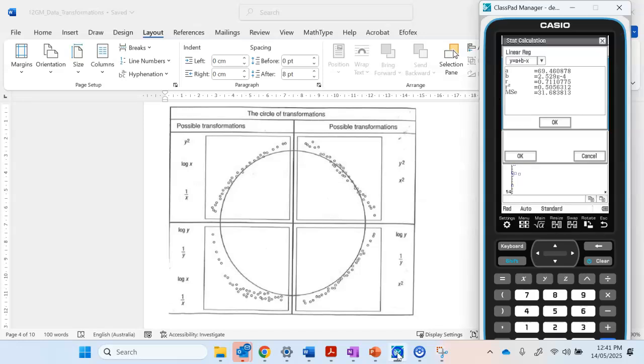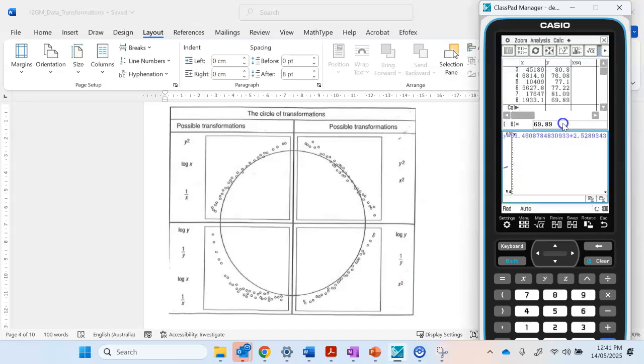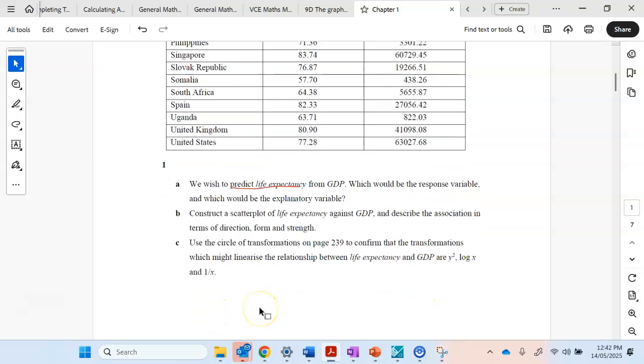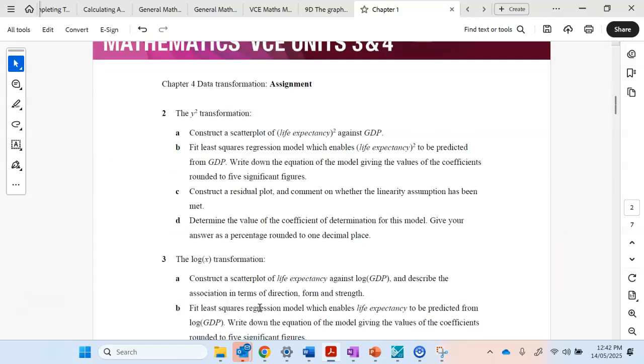So just matching the scatter plot. If I go back to the scatter plot here, just ignore that regression line that's popped up. So see how it's the top left corner. All right, so we do y squared, log x and 1 over x. So y squared, log x and 1 over x. Okay, moving on to question 2.